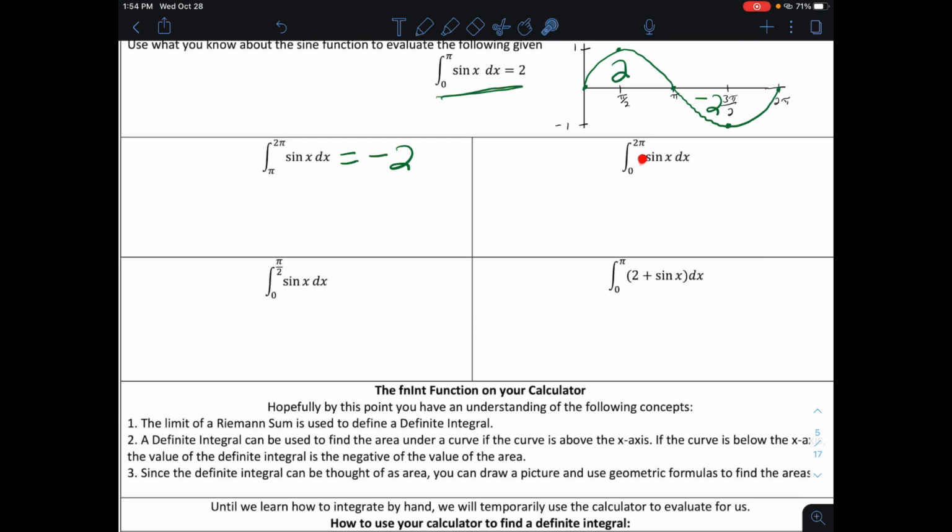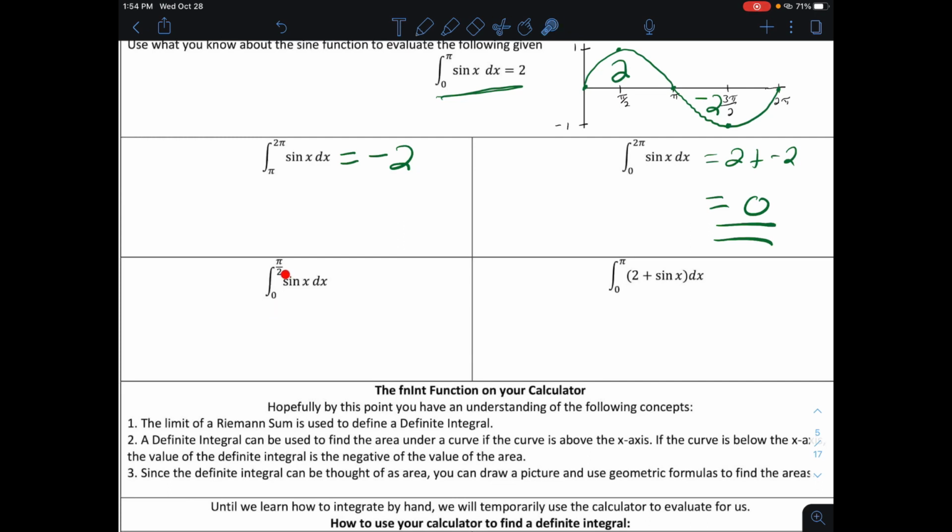Our next one here, we want to go from 0 to 2 pi for sine of x. Well, if I want to go from 0 to 2 pi, I would take the area from 0 to pi, which is 2, and add that to the area value that we have to go from pi to 2 pi, and 2 plus -2 gives me 0, so that definite integral would be 0.